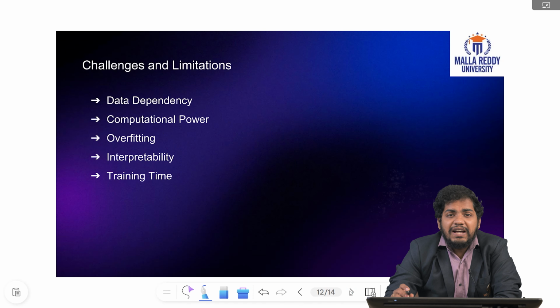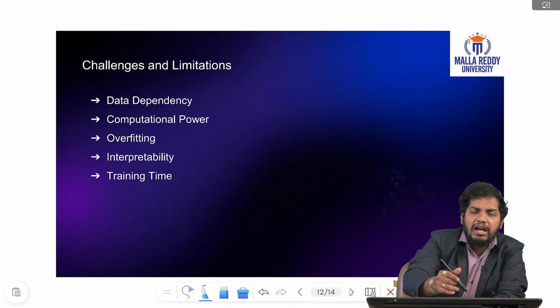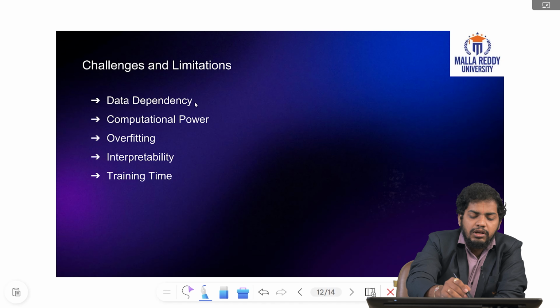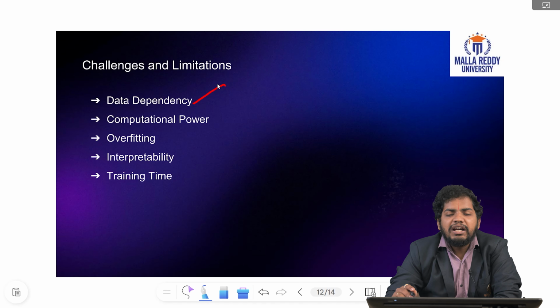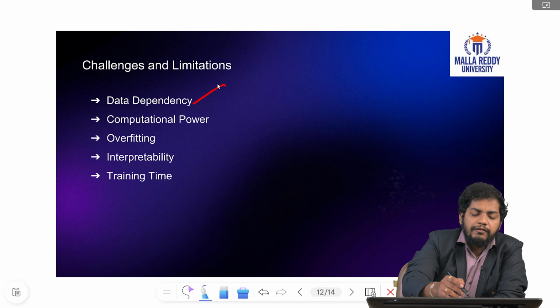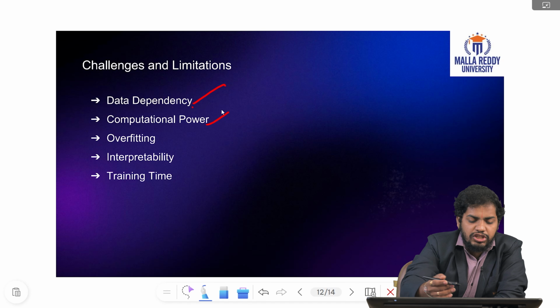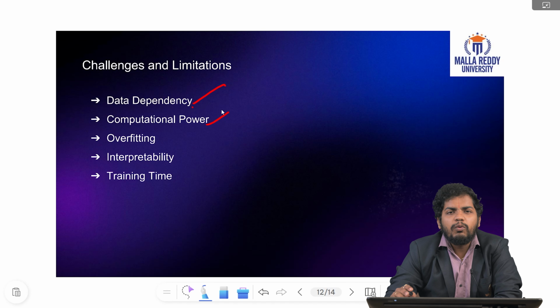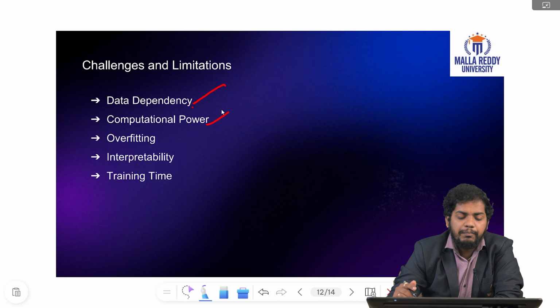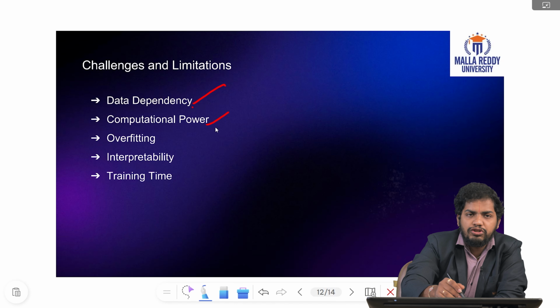Next, we have challenges and limitations, because not everything will perform 100%. One is data dependency. To train a network, we need a large amount of data, and acquiring this data is a problem. Next, computational power. The computational power required for training a neural network is high compared to a traditional program, because it has a number of decisions to make. So that is one more problem.